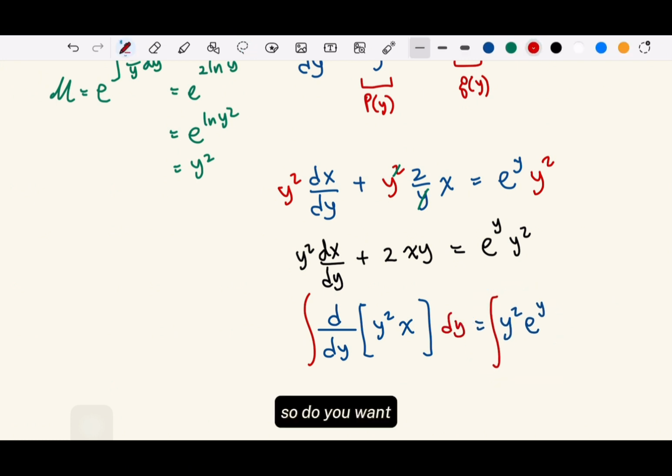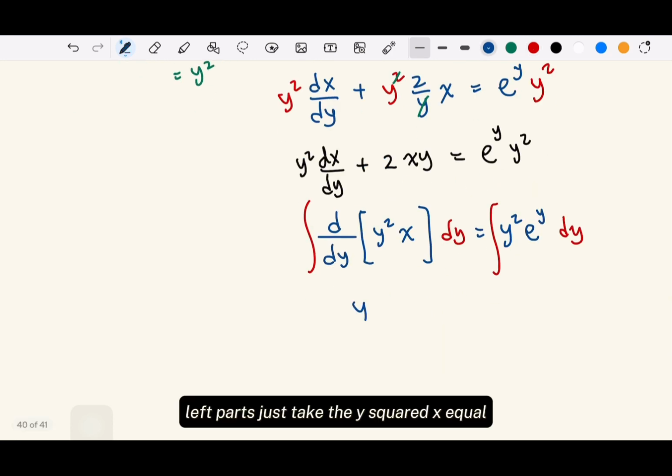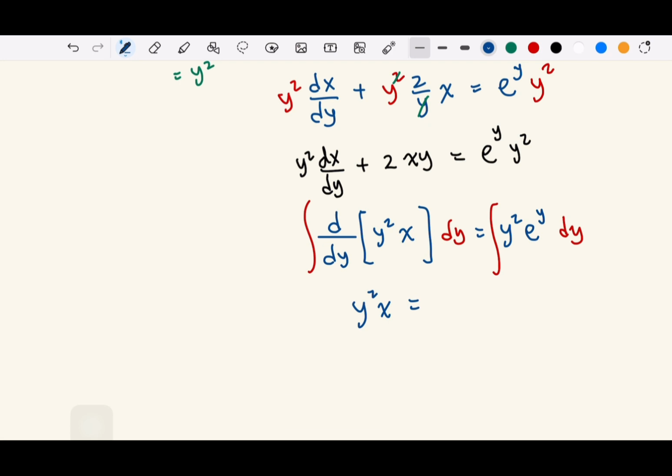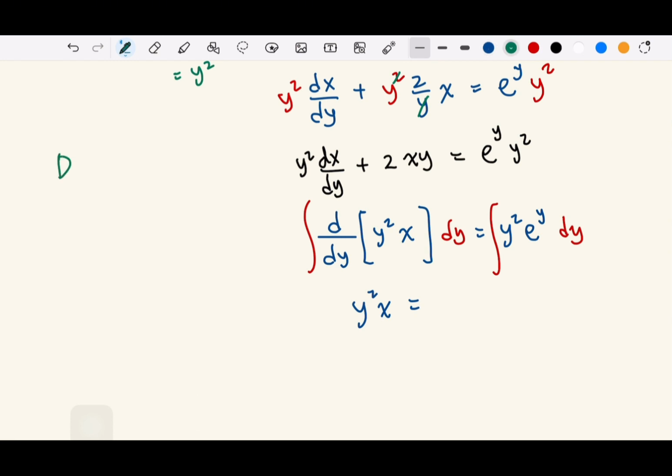So dy. The left part, just take the y squared x equal. The right one, what should we do? I think just taking integration by parts. Let me do quickly here.